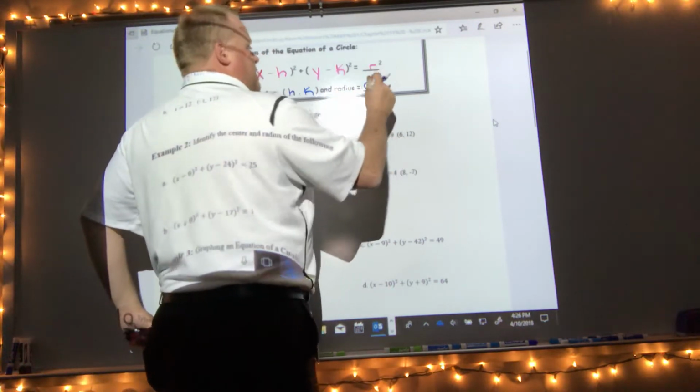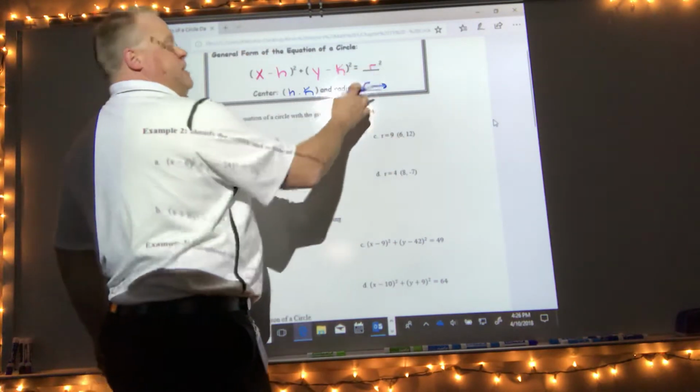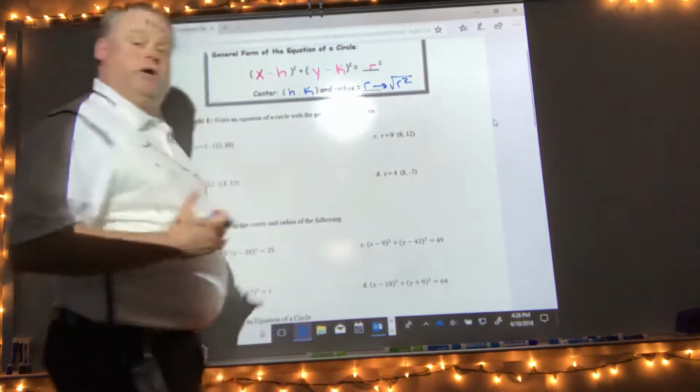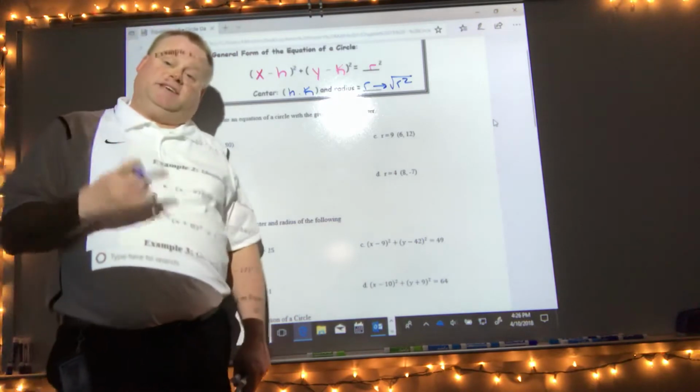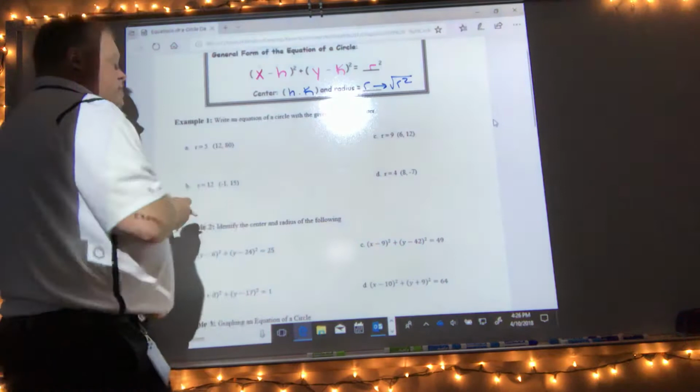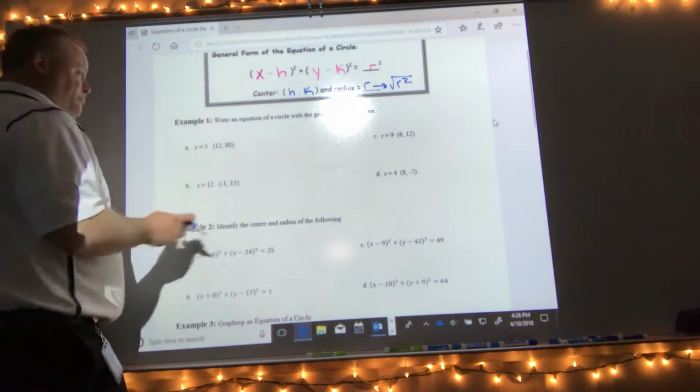But I need you to think about it coming out of the equation. My radius is going to be the square root of r squared, okay? So our radius is the square root of r squared. All right, so let's look at a couple of these examples real quick.